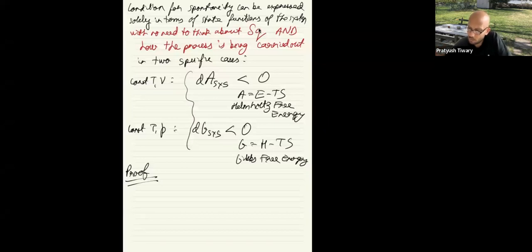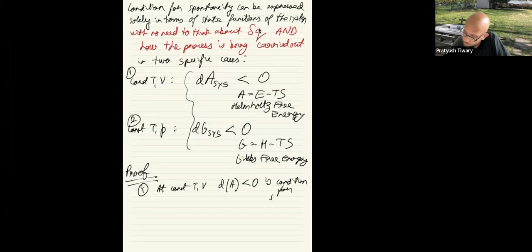So what do we want to do now? Let's prove the first one, which is at constant T and V, we want to show that dA less than 0 is the condition for spontaneous change, or spontaneity. What is A? A we have defined as E minus TS. So d of (E minus TS) less than 0, right? This is what we want to show. So we are working in the opposite direction.